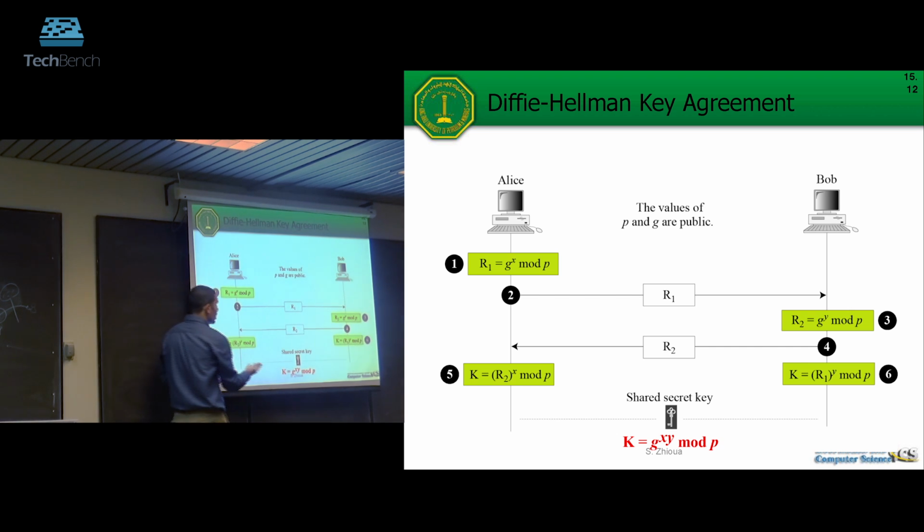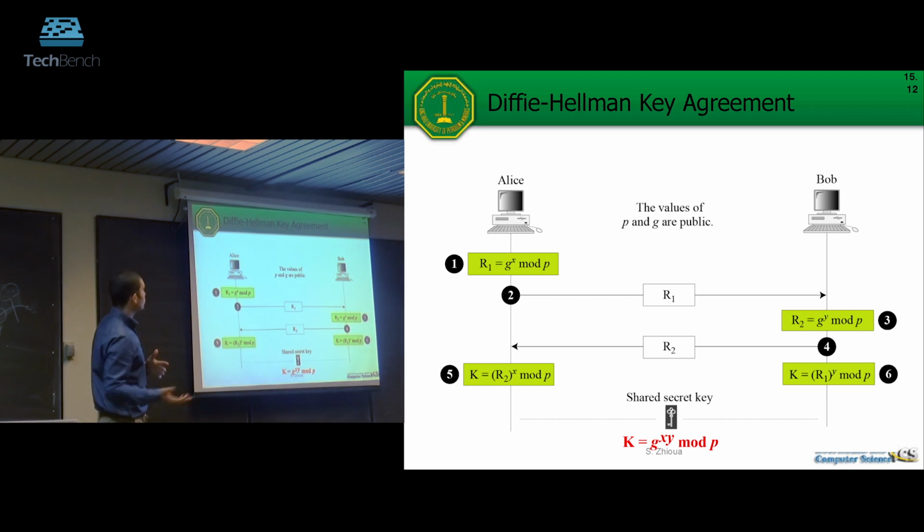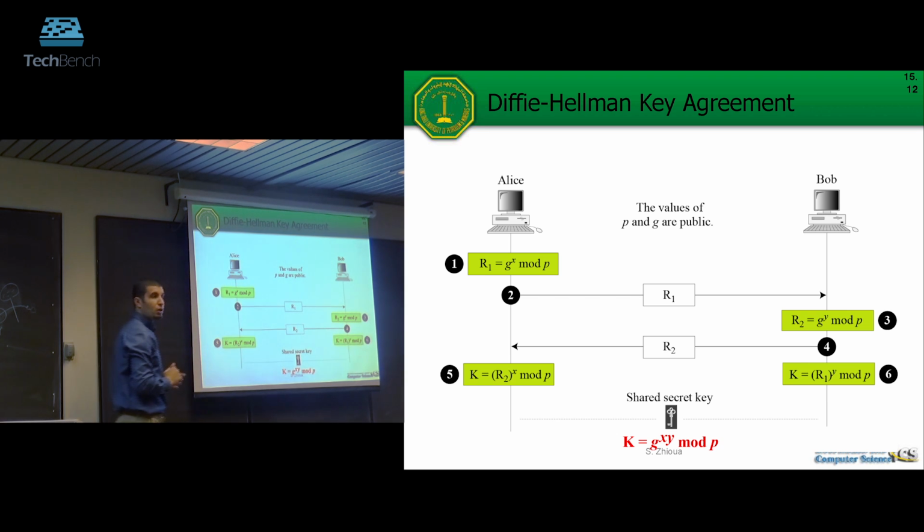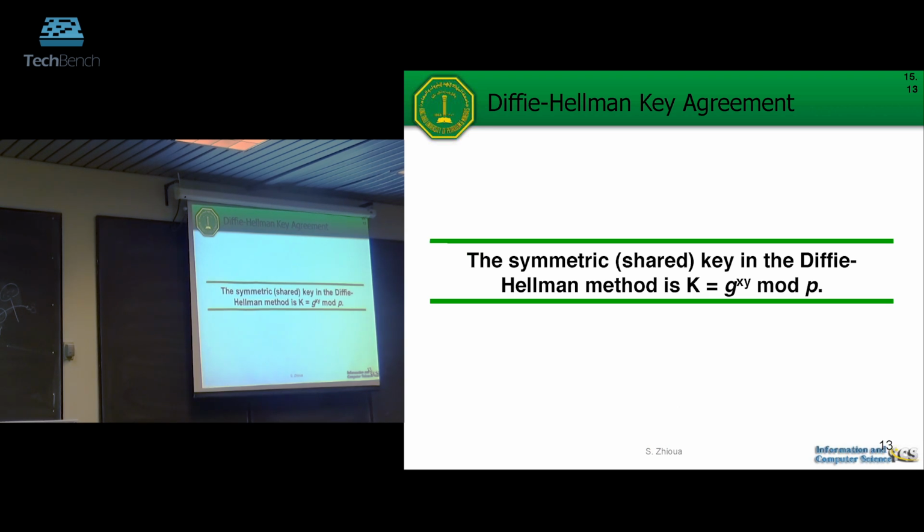Basically, they can compute the same value, but in different ways. And somebody in the middle, even if he sees R1 and R2, since he does not know the values of X and Y, cannot know the K. Alice does not know Y, and Bob does not know X. Now, this is a way to exchange the keys. This is Diffie-Hellman, and the key K is G to the power XY.